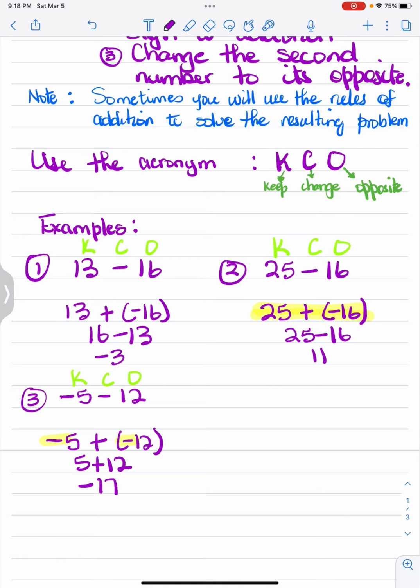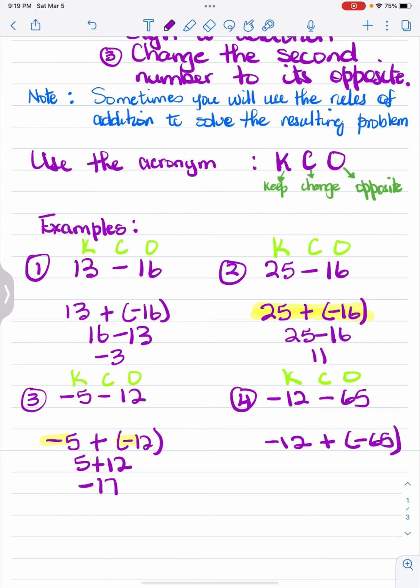Let us look at another example that's similar to this one. Let's say we have negative 12 minus 65. Again, always use the acronym: keep, change, opposite. Again, notice that I'm adding two negatives. So add the numbers together, which is going to give me 77. Keep the sign. That's negative 77.